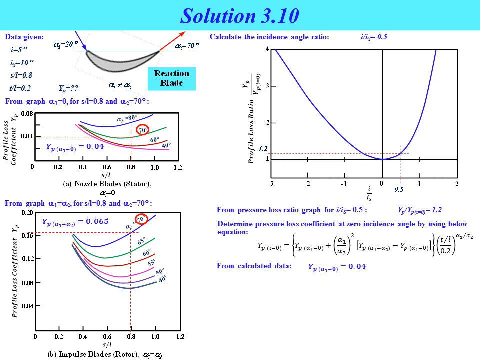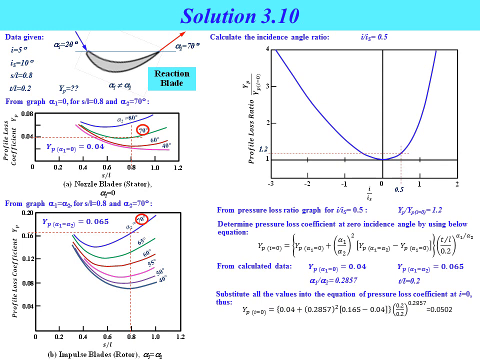From calculated data, where YP alpha 1 equal to 0 equal to 0.04 and YP alpha 1 equal to alpha 2 equal to 0.065, and in terms of alpha 1 divided by alpha 2, we obtain 0.2857 because we already know the value of alpha 1 and alpha 2, where alpha 1 equal to 20 degree, alpha 2 equal to 70 degree. T over L equal to 0.2. So substitute all the values into the equation of pressure loss coefficient at I equal to 0. Thus we will obtain YPI equal to 0 for the reaction blade equal to 0.0502.